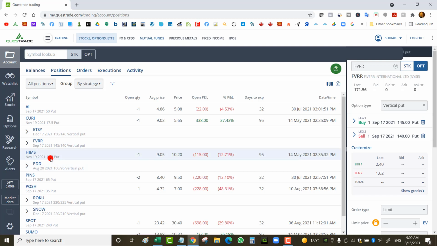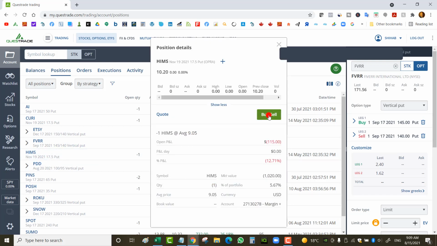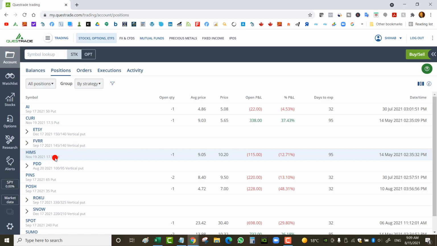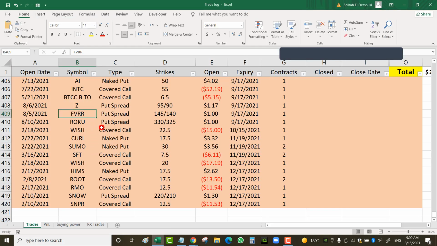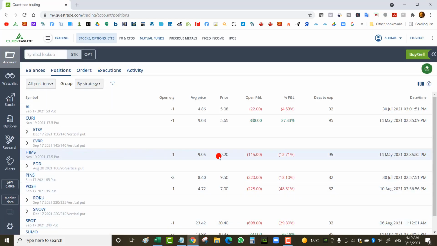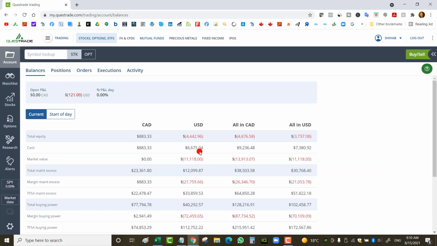Next here I've got HIMS. It's a naked put at the 17.5 strike. HIMS is trading at $8, so that's a pretty bad drop, more than 50%. The total credit I received on this naked put is $2.62, but I rolled it all the way to December just to give myself a chance. For sure, I'm going to have to roll it again. I collected a total credit of $272, and the option is now worth $10, so I'm down $800 on this. That's another explanation for the gap between the market value and the cash.